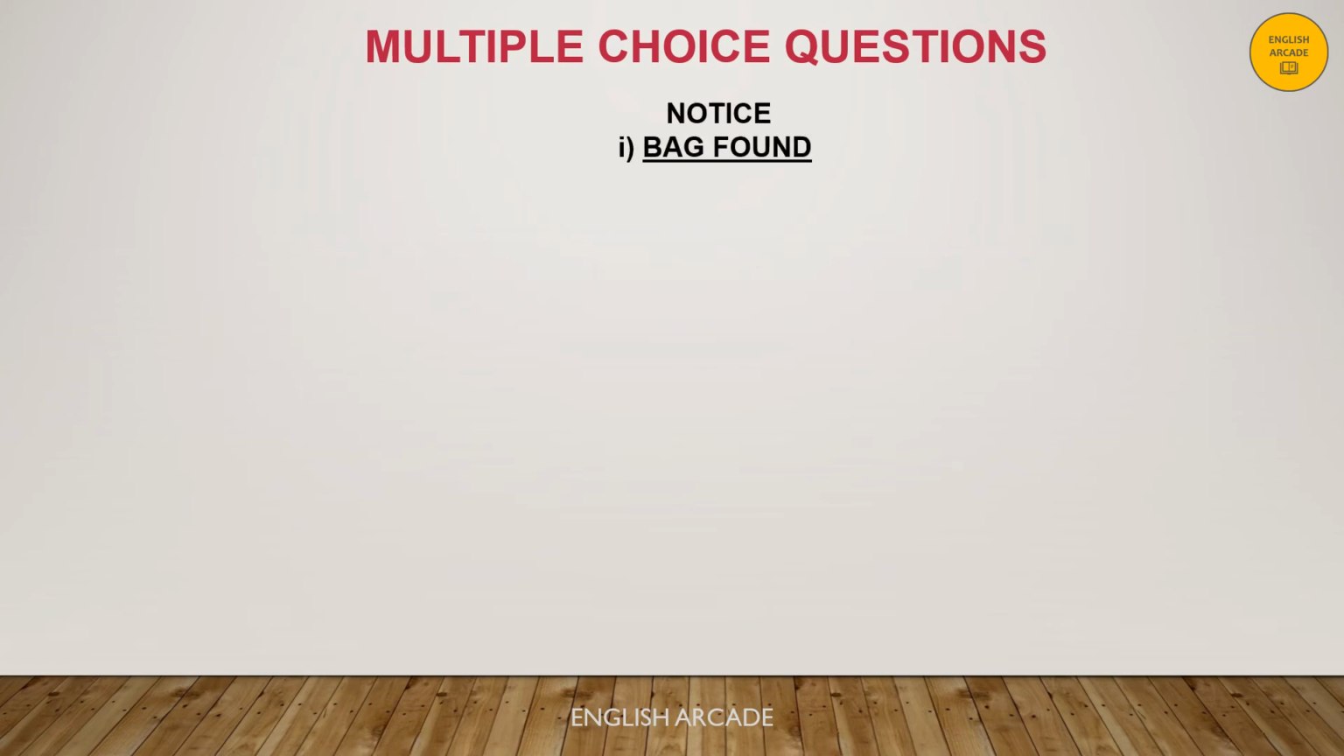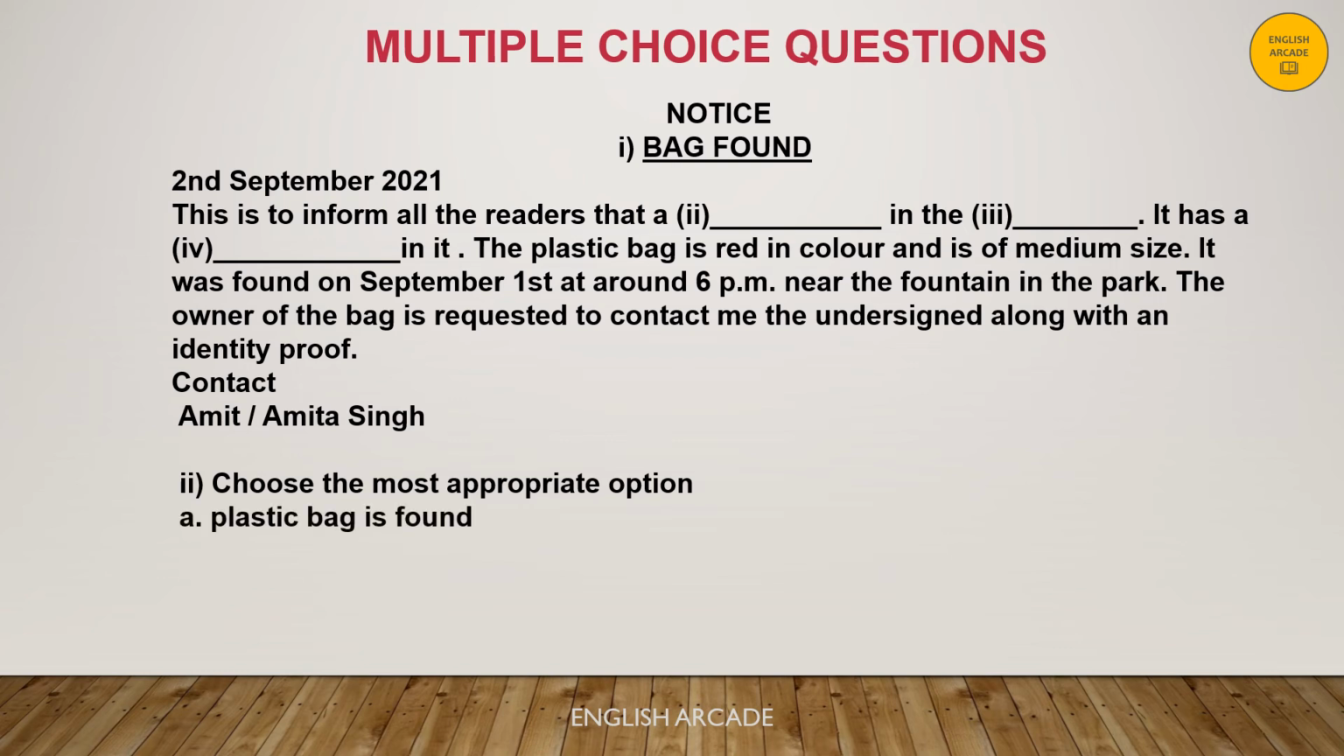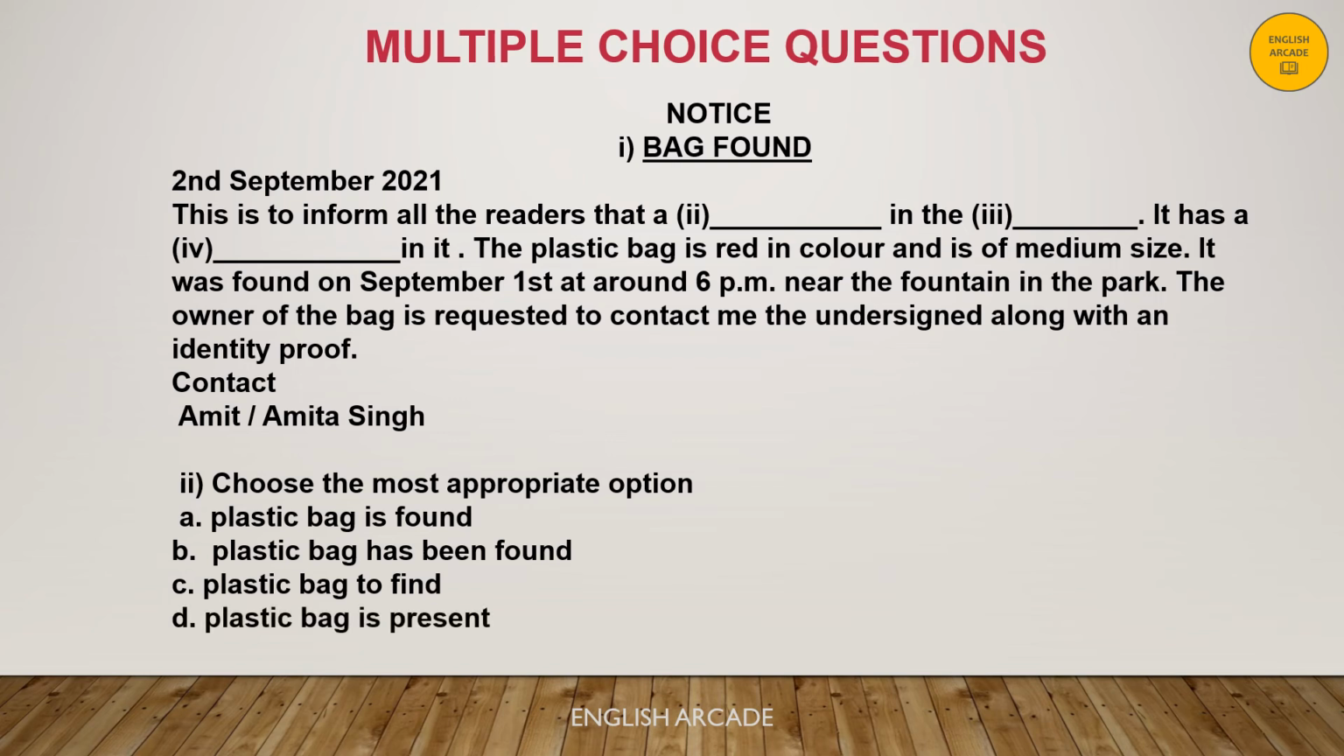Next, the same question, same extract. Choose the most appropriate option for the second blank. Part A, plastic bag is found. B, plastic bag has been found. C, plastic bag to find. And D, plastic bag is present. So the sentence is, this is to inform all the readers that a dash. The correct answer is B, plastic bag has been found.